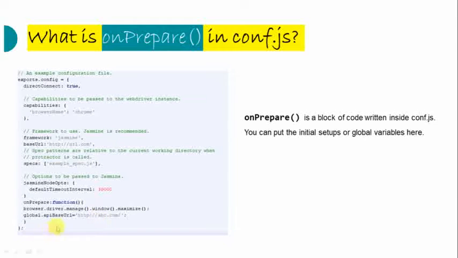You can also mention multiple other details here, like if you want to declare any global variable that you want to use throughout the specification file in your test cases, you can mention it here, and you can use it anywhere in your project. So it lets you write any setup-related code in onPrepare, which will get executed before starting your execution.